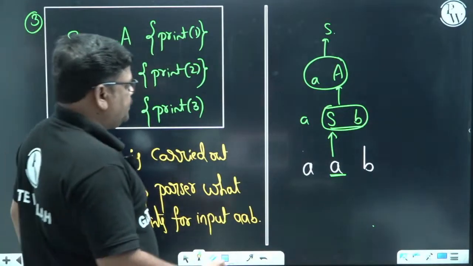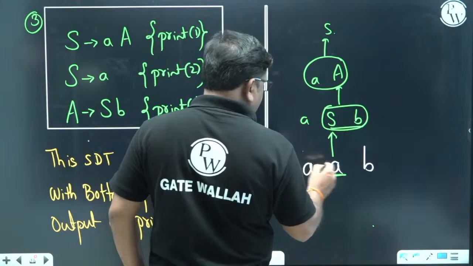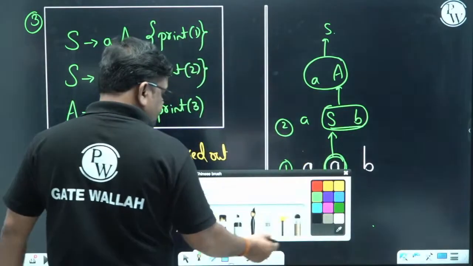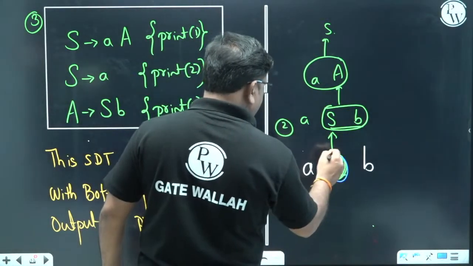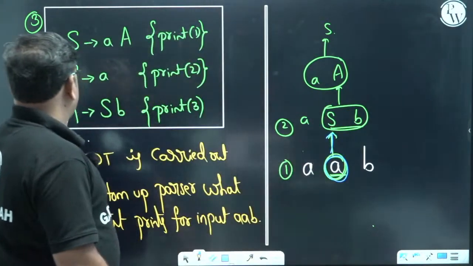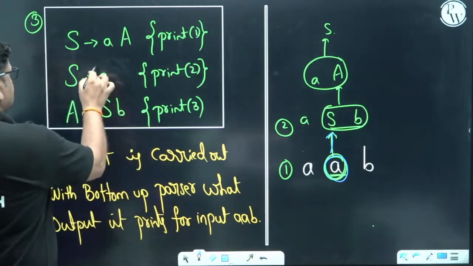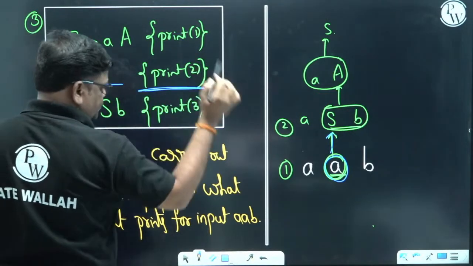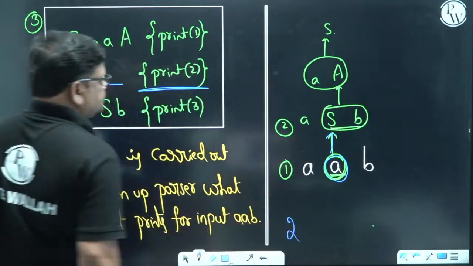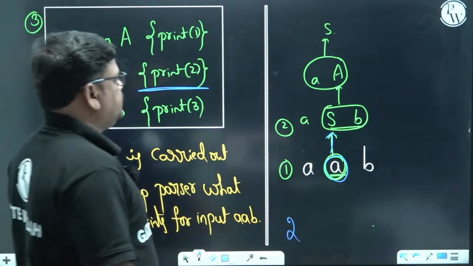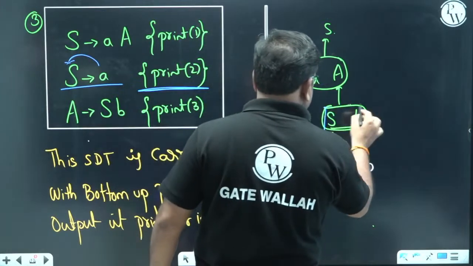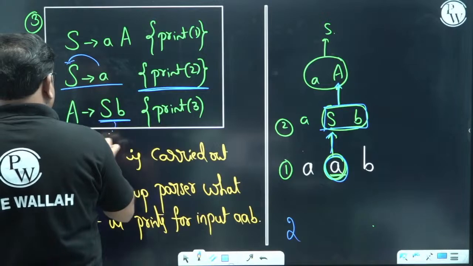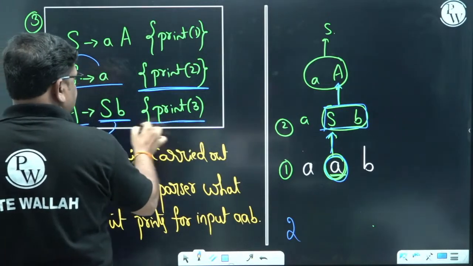Right. So in the first step, I detected a handle and replaced it with S. This is a handle replaced with S. So A is replaced with S, in which what is the rule here? The associated rule 2. So 2 is printed first. Then SB is the handle that is replaced with A. SB replaced with A. Then 3 will be printed.